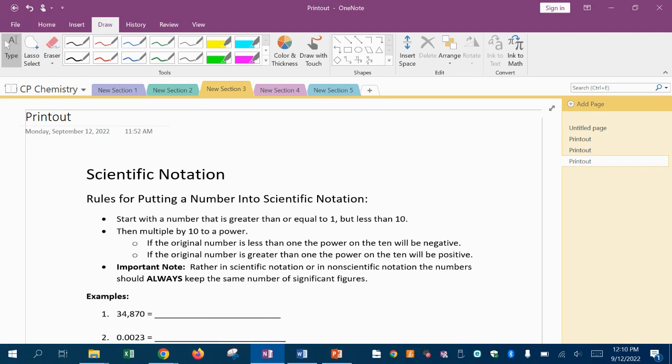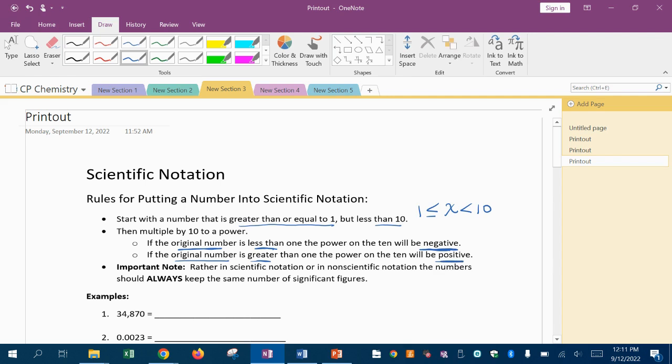What you do is you have to take your original number and turn it into a number that is greater than or equal to 1 but less than 10. So you want this number that you create to be greater than or equal to 1 but less than 10. Notice it cannot equal 10. Once you do that, you're going to multiply by 10 to a power. If your original number, the number that you started off with, is less than 1, then you're going to have 10 to a negative exponent. But if the original number is greater than 1, then you're going to have a positive exponent on that 10.